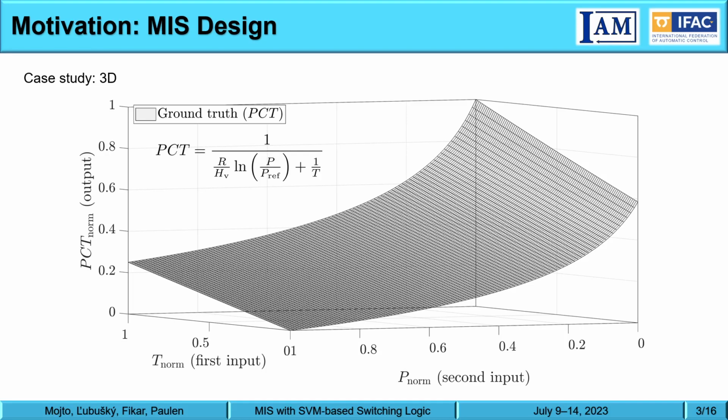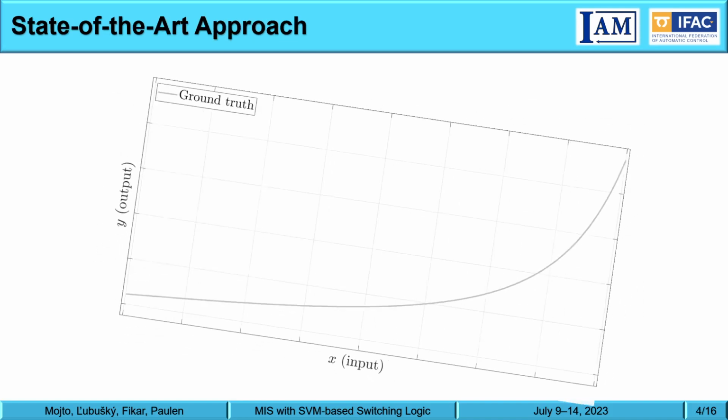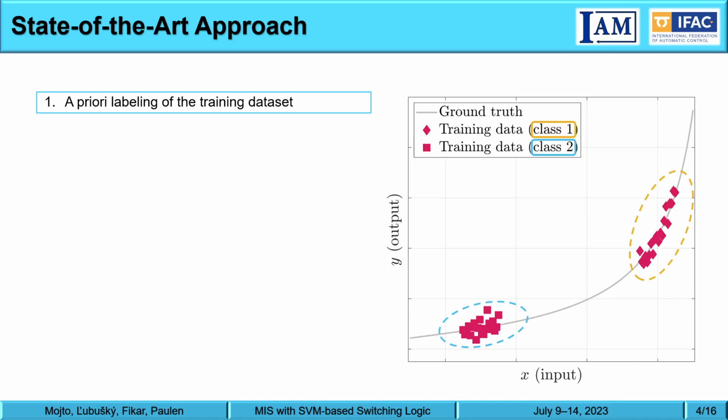But in the following sections, we are going to use an even simpler 2D example to introduce the methodology in a simpler and more transparent way. So let's have a look at the design of the multimodal inferential sensors. Two classes of measurements are considered, and the first step of the multimodal inferential sensor represents the a priori labeling of the training dataset.